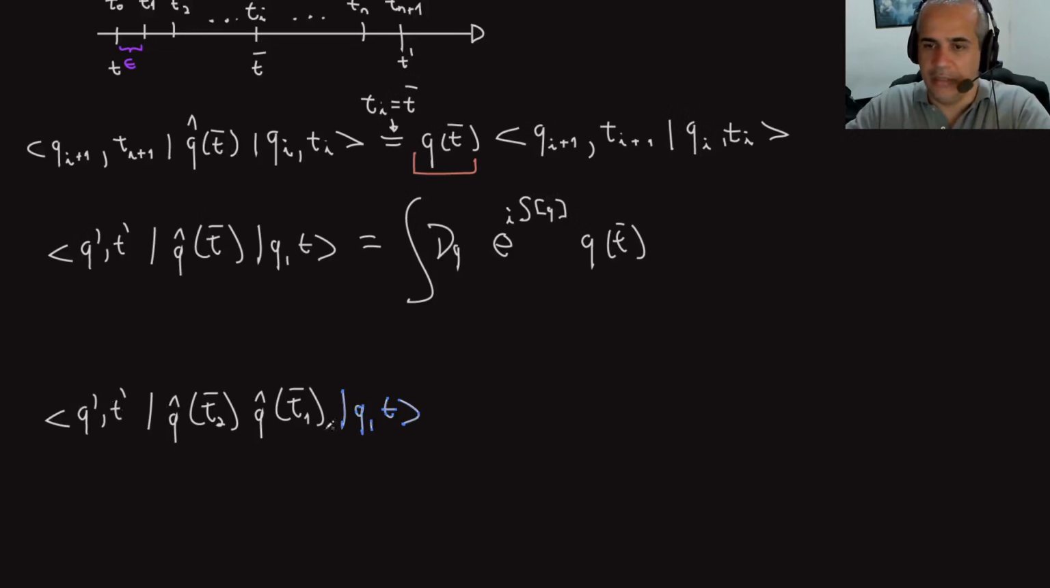And to do this slicing properly, I have to assume an ordering here. Otherwise, I don't know how to do the calculation. So I'm assuming that t is smaller than t bar 1, which is smaller than t bar 2, which is smaller than t prime. Otherwise, I don't know how to do the slicing. I cannot go backwards in time. So I'm assuming this ordering.